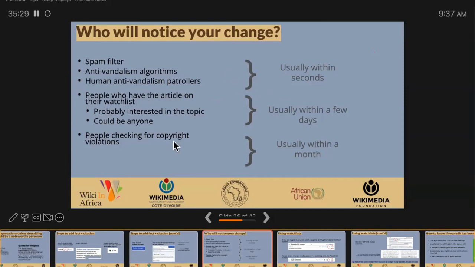The second group of people is who your main audience really is. Because not every article, but most articles are going to be what's called watched by somebody. People are going to have the article on their watch list, checking for changes to the article. They're going to check their watch list for changes every few days, sometimes every day. Okay, this is the audience that you're mostly going to be working with. These are your viewers.